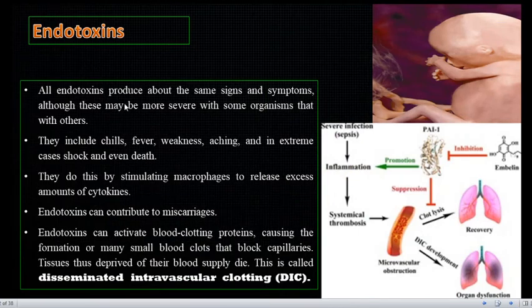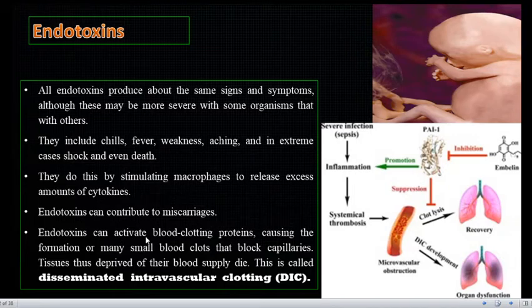Okay, all endotoxins produce about the same signs and symptoms, although this may be more severe with some organisms than with others. They include chills, fever, weakness, aching, and in extreme cases, shock and even death. They do this by stimulating macrophages. Again, macrophages, phagocytes found in your tissues. They stimulate macrophages to release excess amounts of cytokines, diba? So, diba kapag mas mataas na level ng cytokine ang present, mas dangerous siya for the host. And your endotoxins contribute to miscarriages, okay?